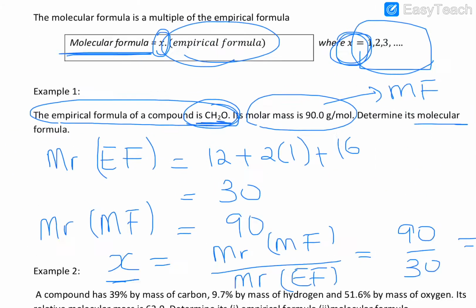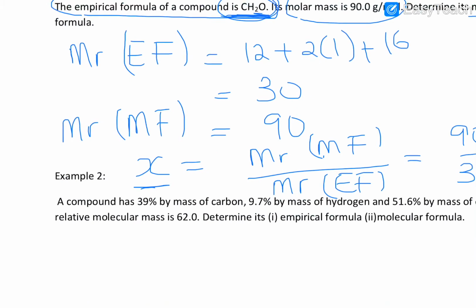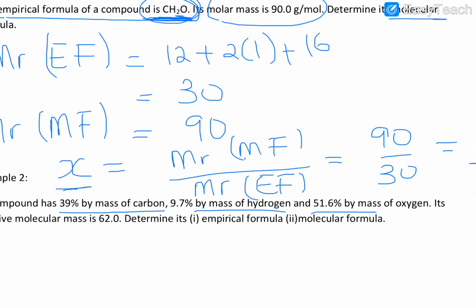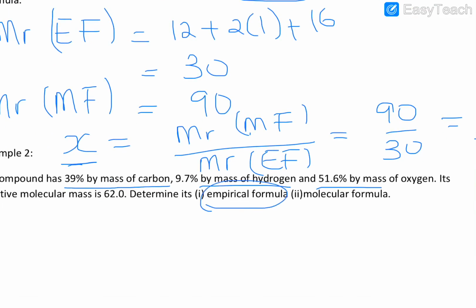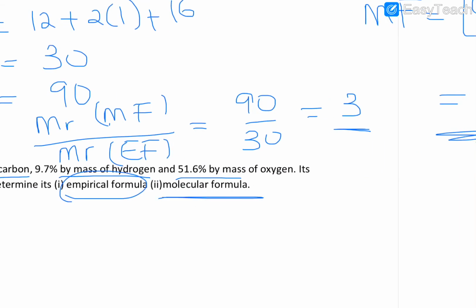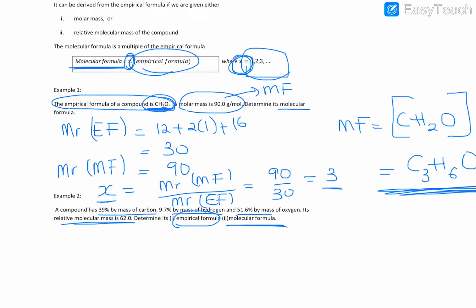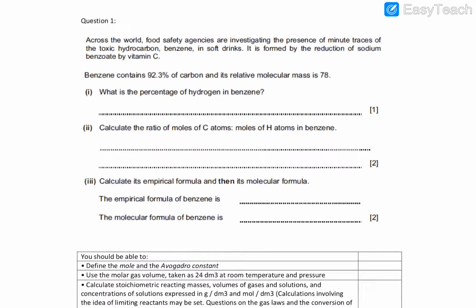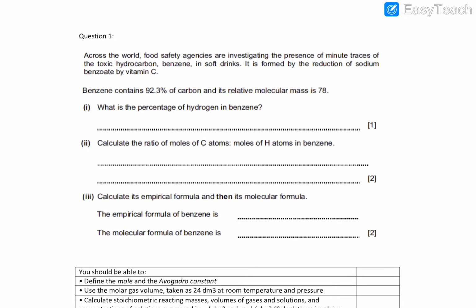Okay, in this case the empirical formula was given, but in this one the empirical formula is not given. So you're given the percentages. First you need to find the empirical formula. Then you're going to use the MR to find the molecular formula. So try to do this, and this is the last sheet for the mole concept chapter.